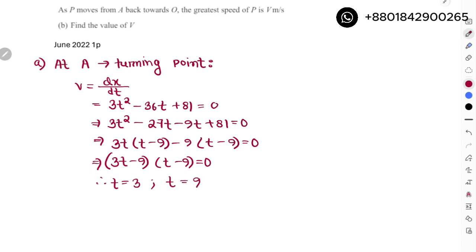So there are 2 points, right? One of the 2 points over here indicates that this is your point O. It turned back, and from the turning point it again came back to point O, right? This is your t equals 3 seconds, and this is your t equals 9 seconds. That's what you can understand. Always the smaller time is going to be the time taken for your turning point.